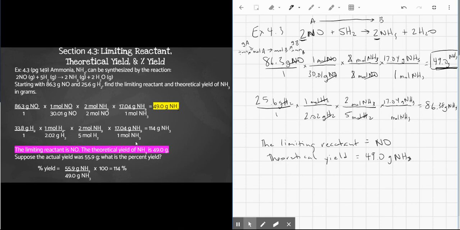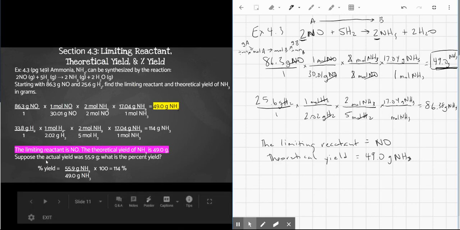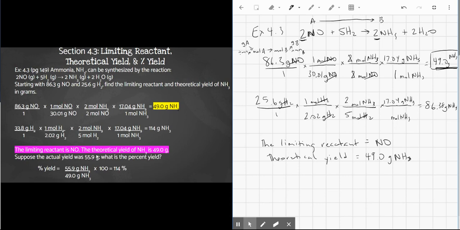The last thing it tells us to do down here, it says, suppose the actual yield was 55.9 grams. What is the percent yield? So the last part it wants us to calculate is the percent yield. So basically, how much did we get? Okay, and we got 55.9 grams of NH3. We were supposed to have gotten a maximum of 49.0 grams of NH3 times 100, and that is going to be 114%.